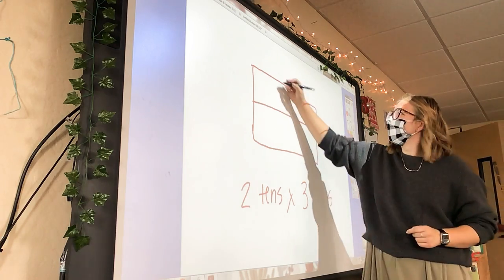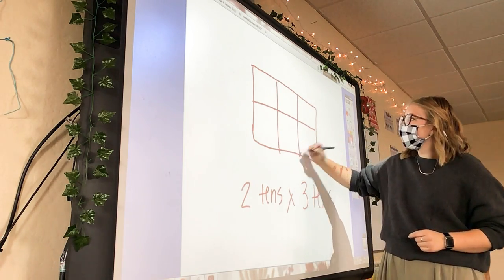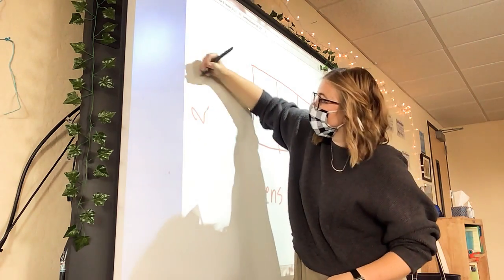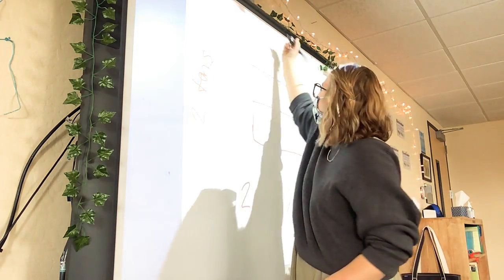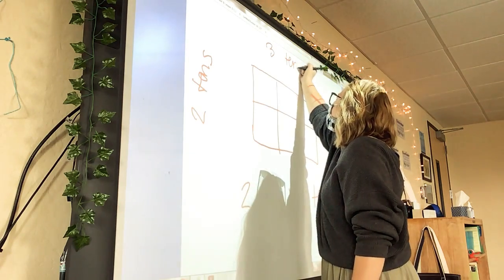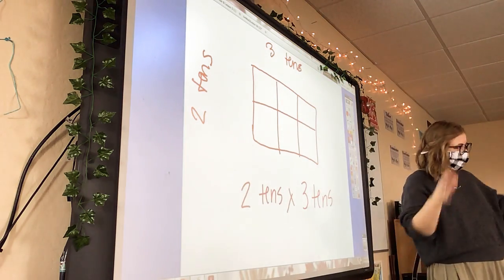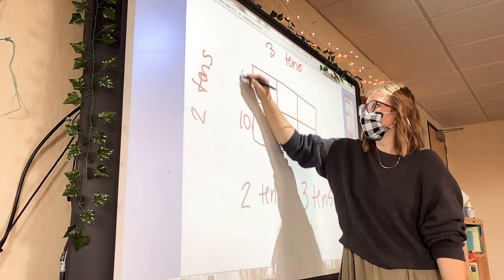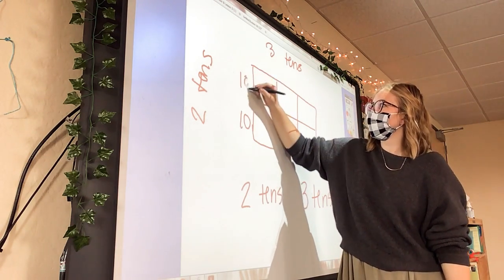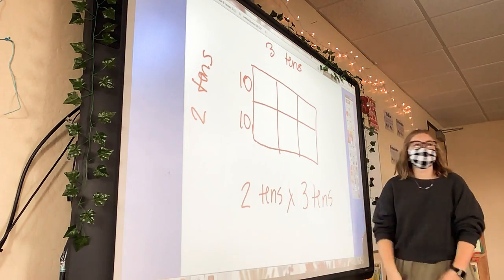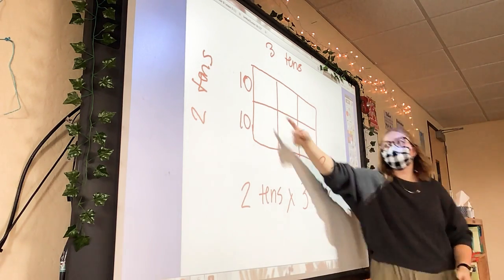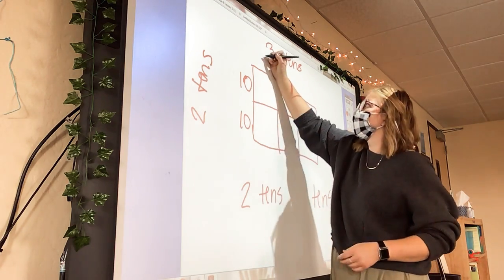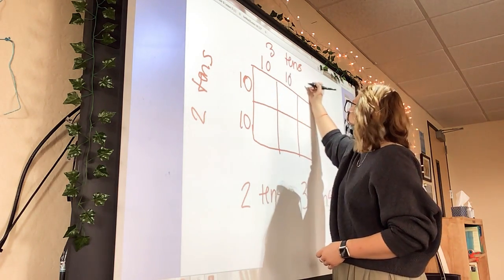Okay, so 2 tens times 3 tens. Let's see how many times Miss Witt can say that in this lesson, right? So 2 tens. There we go. You guys see that? Is this 2 tens right here? Yeah, 1 10, 2 tens, right? Then 3 tens. 1, 2, 3.